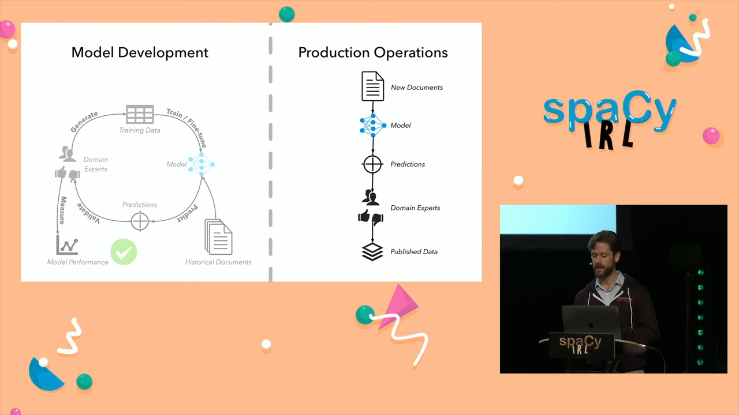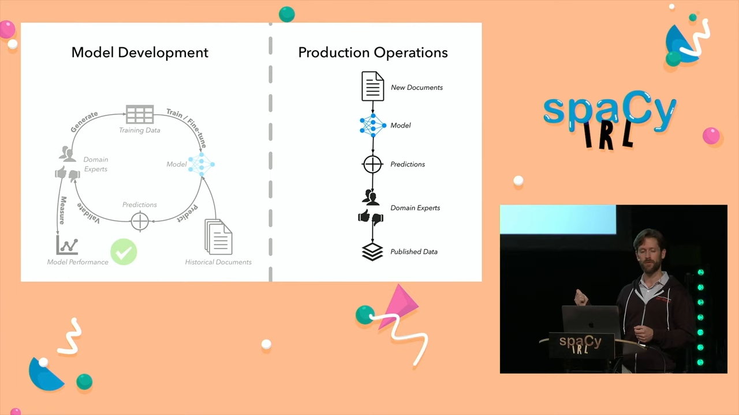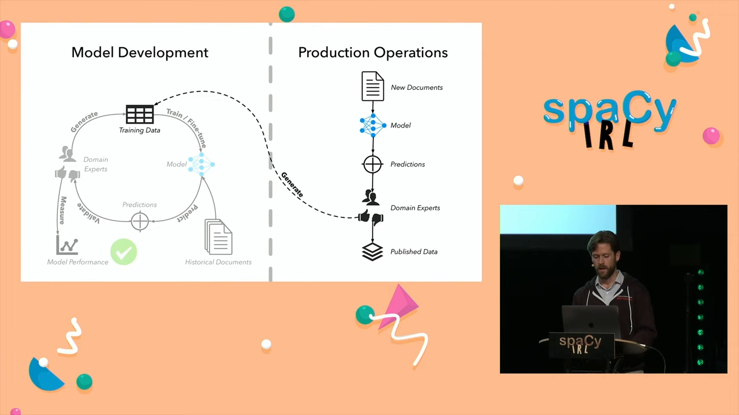We're running them through our same NLP pipeline and model, making predictions, sending those to our domain experts. And the only difference now is ultimately the validated data from those domain experts is flowing into our published data sets that go out to our clients. And along the way, we can continue to be generating new training data from this production operations pipeline as well, which can go back into this continual model development loop.